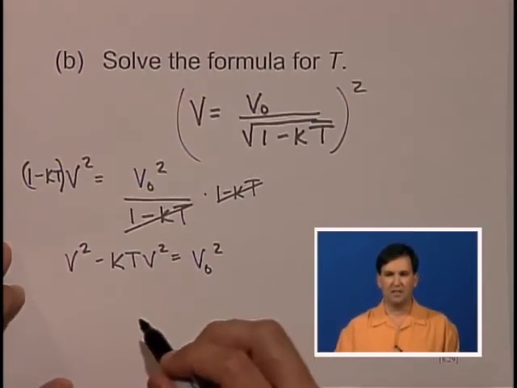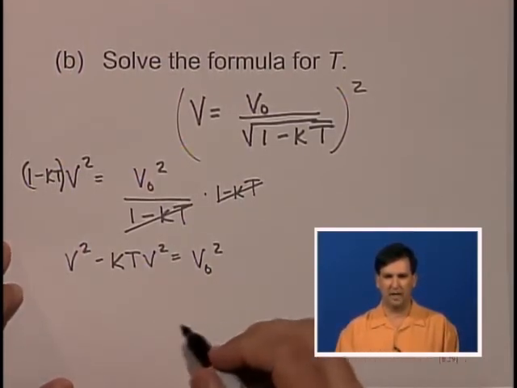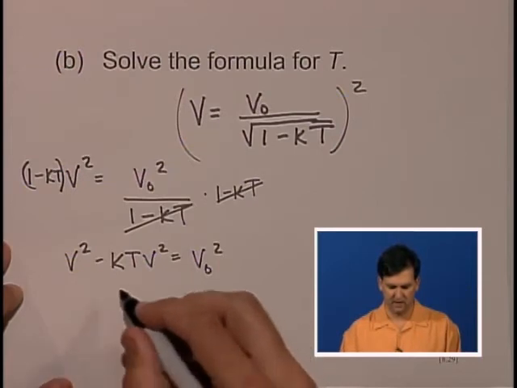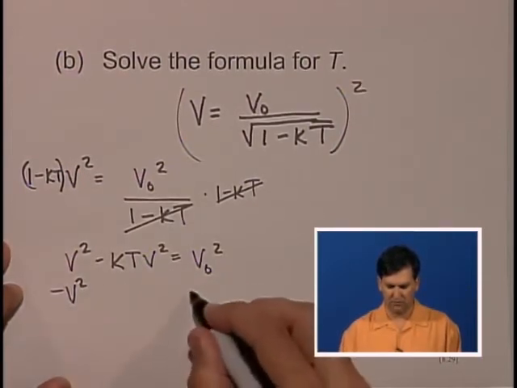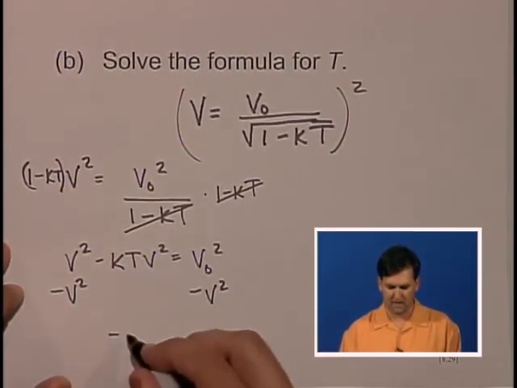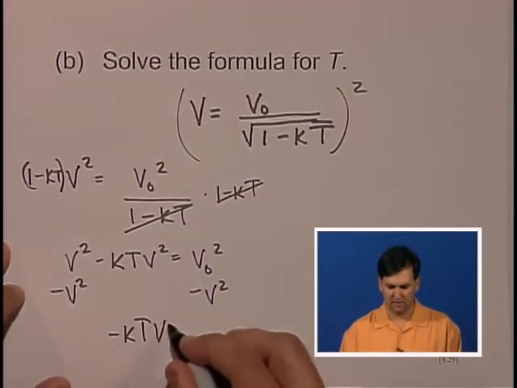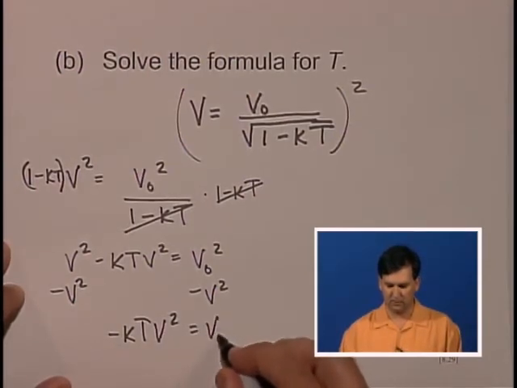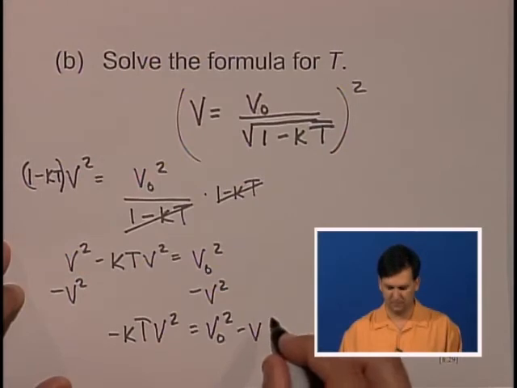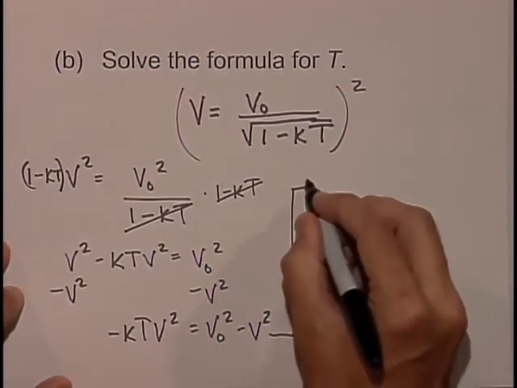So now we just need to get the things that don't involve t over to the right, and then we'll divide by the coefficient in front of t. So we'll subtract v squared from both sides. So we have minus kt v squared is equal to v naught squared minus v squared. We'll finish this up here.